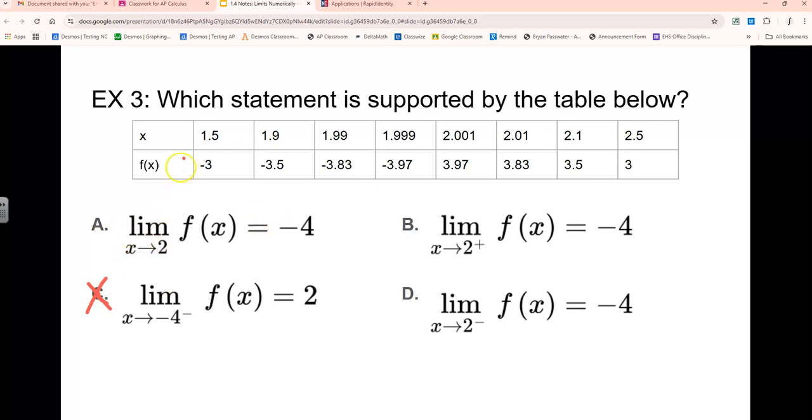The other 3 options, I've got limit as X approaches 2 is going to be -4. So if I look, 2 falls right here. Like 2 would be right here between 1.999 and 2.001. Does it look like that limit is -4?